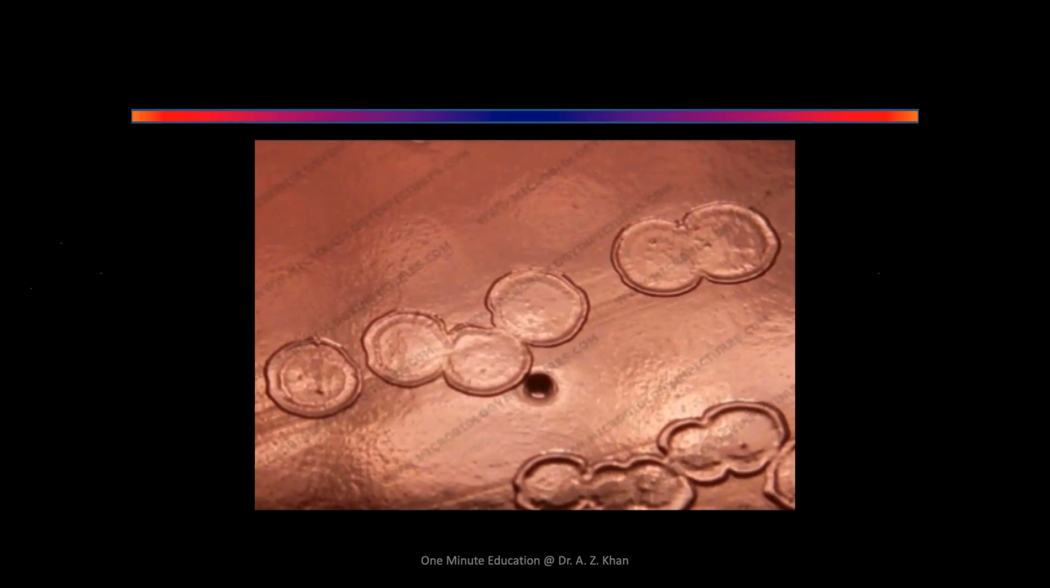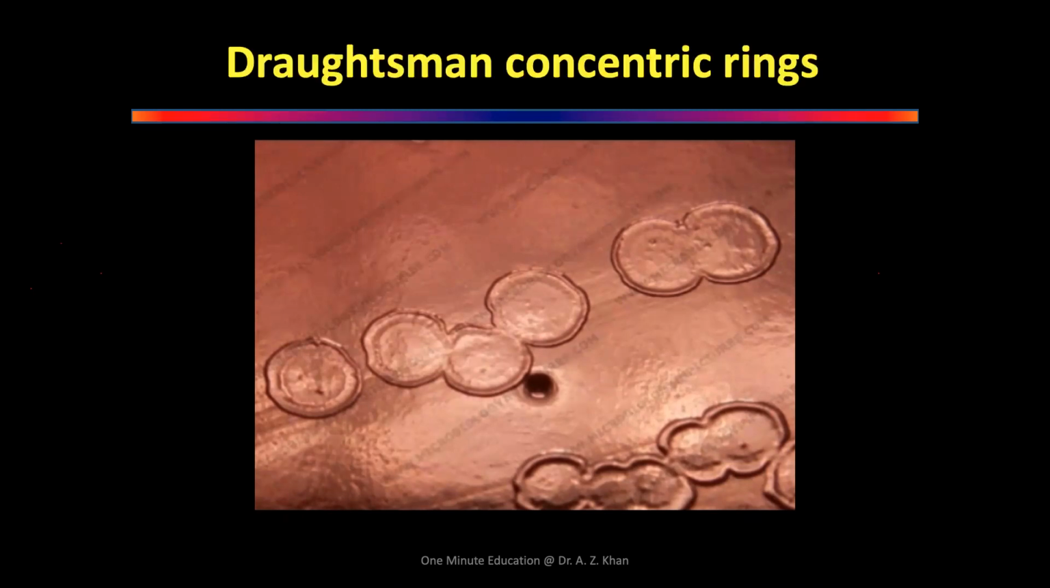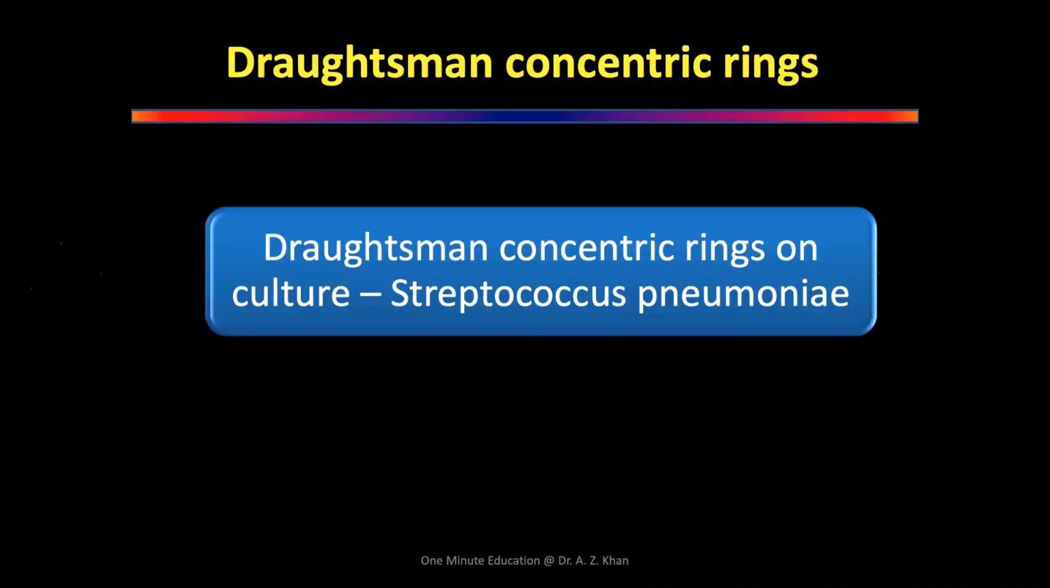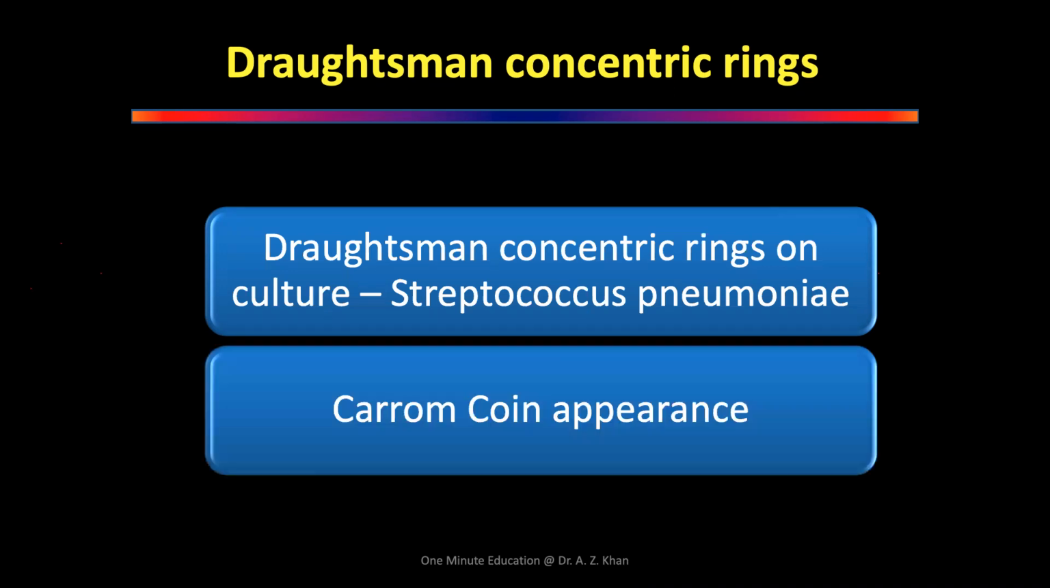Okay, this is called Draftman's concentric rings, specifically for Streptococcus pneumoniae. This is a classical sign on culture, and the other name for it is carom coin appearance. So carom coin appearance, also called Draftman's concentric rings, specific for Streptococcus pneumoniae. It is almost diagnostic if you see this sort of appearance on a culture medium.